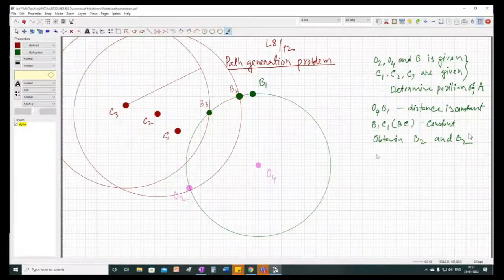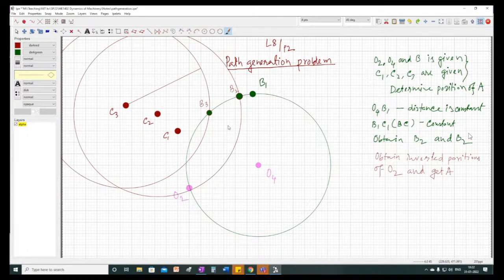I'm writing it here. Obtain inverted positions of O2 and get A, right? Because for these three positions, we will have three positions of O2, right? So from these three inverted positions of O2, again we will draw a perpendicular bisector and get the intersection point. So that point would be A, right?